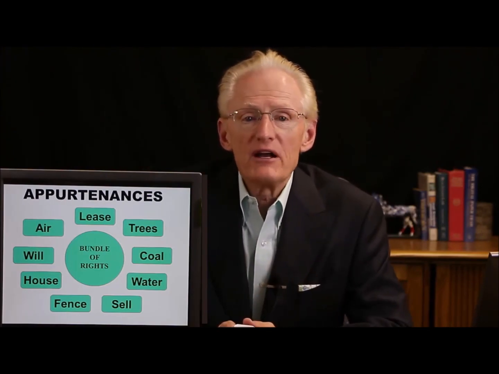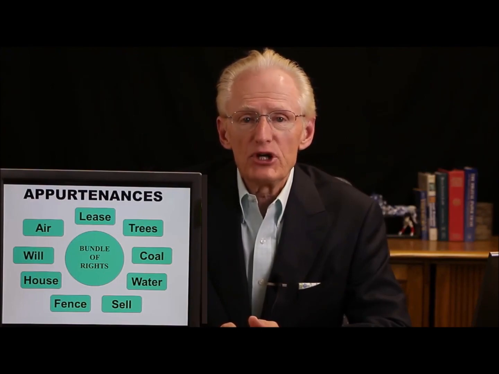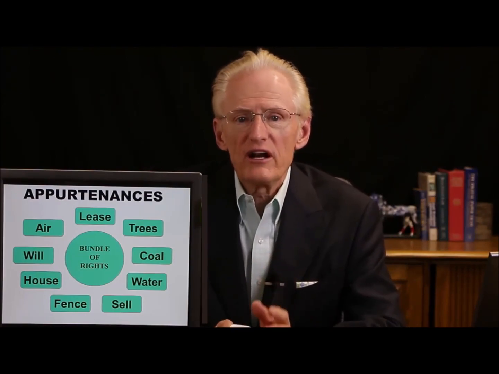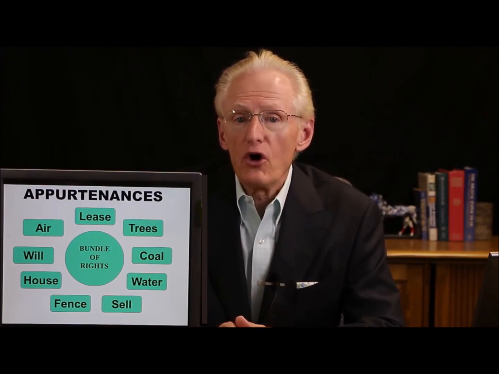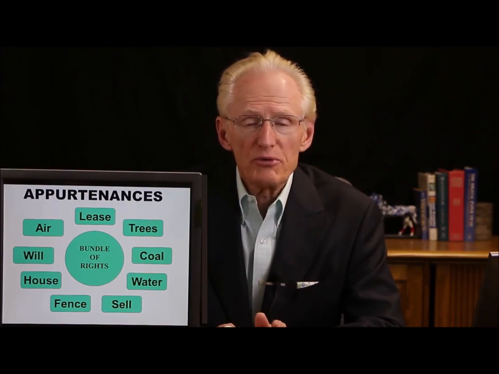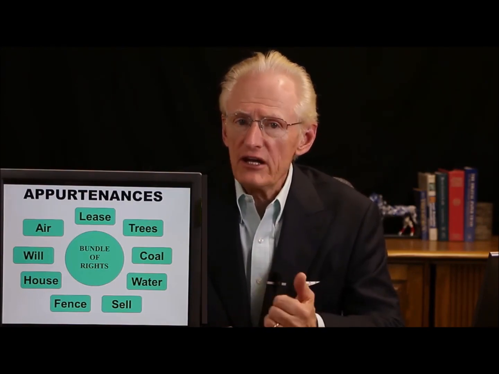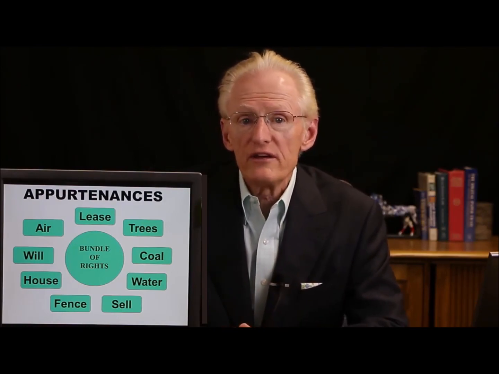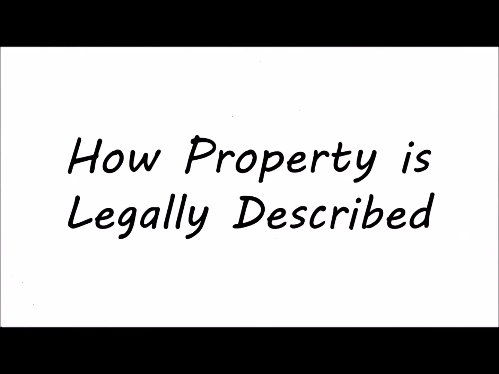In fact, how many of us would be willing to buy a property if we did not have the ability to will it? So all of these taken together, plus many more that I haven't listed here, are referred to as the bundle of rights, and they are all appurtenances to real property. What does that mean? It's something that's attached to the land, tangible or intangible, that would be transferred along with it. So that's our little discussion on appurtenances.